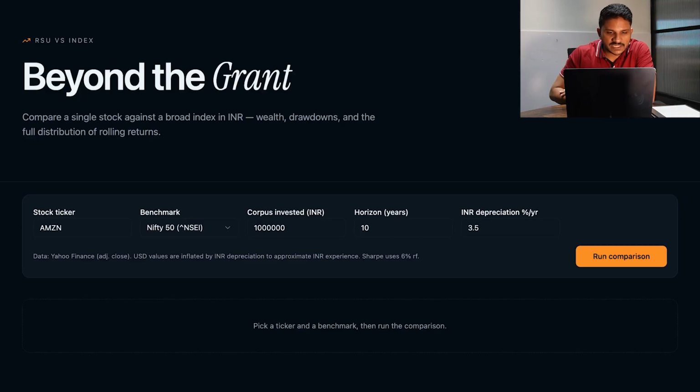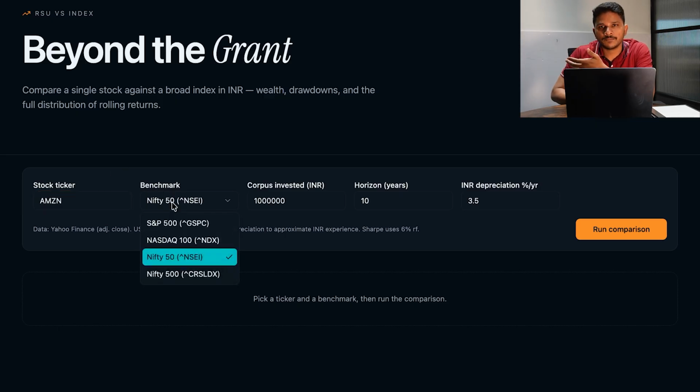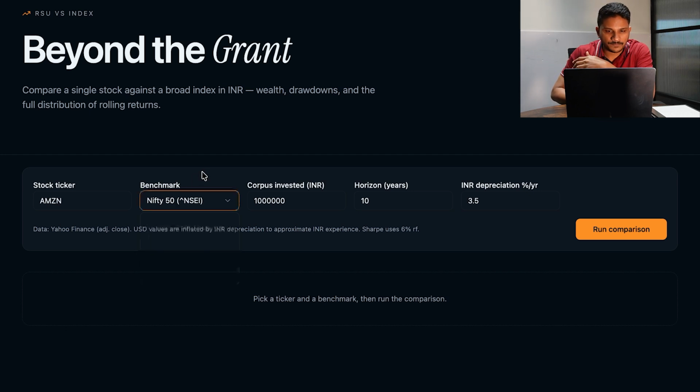So here is how it looks. Firstly, you enter the stock ticker for which you have your RSUs or ESOPs. I've put Amazon here because in the past I worked at Amazon. And for the benchmark, I've put 4 options here. One is S&P 500, NASDAQ 100, both US indices, and equivalent India indices, Nifty 50 and Nifty 500. For now, I'll compare it with the Nifty 50 benchmark.